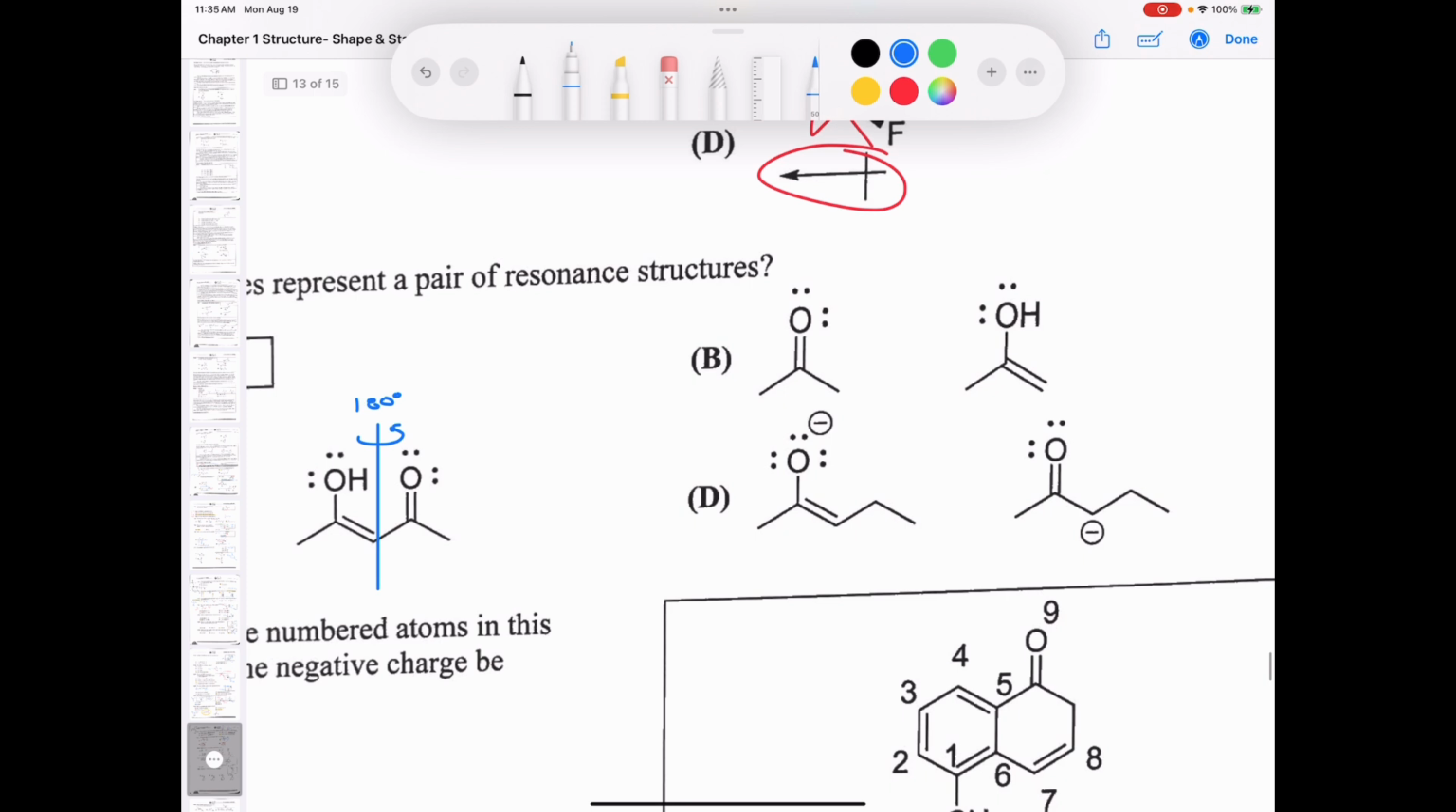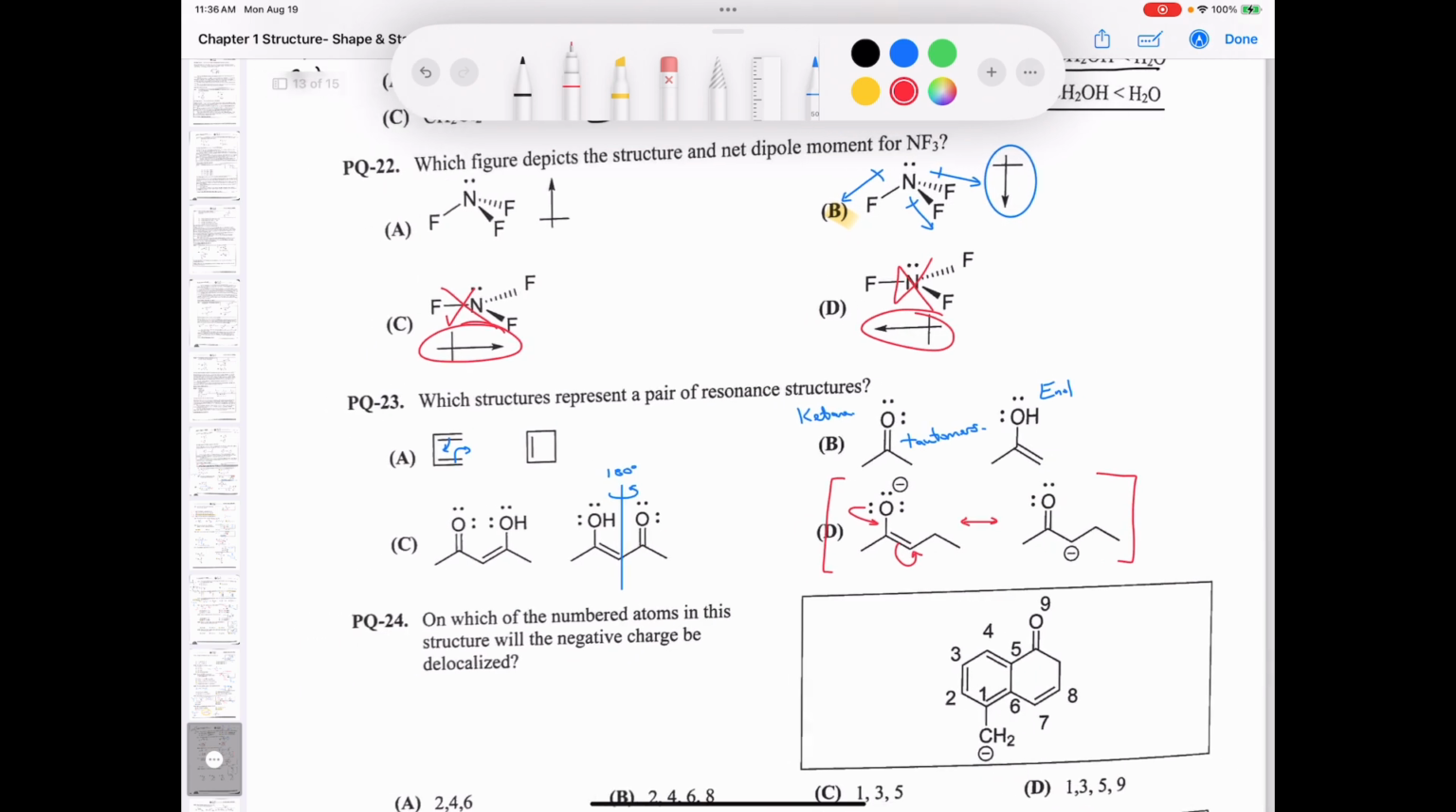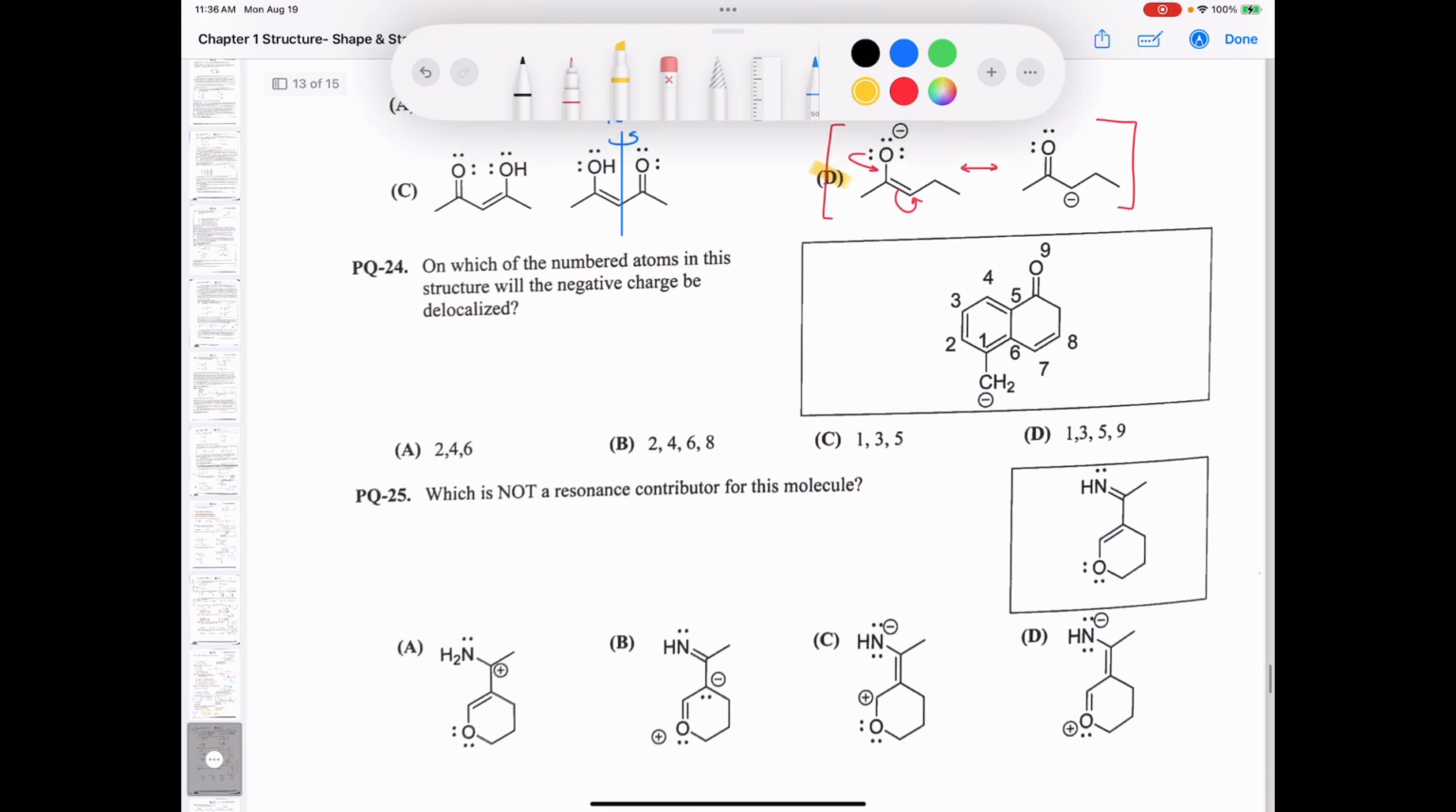Then in B, this is a ketone, and this is the corresponding enol, and those are not resonance forms. These are tautomers of each other, and so they're not resonance structures. But with this one here, you can clearly see in D that you could draw a resonance form like this. So you can see that these are, as a matter of fact, resonance structures like that. Anyhow, so you need to know your resonance structures for sure. And so D would be the answer to that one. Question 24 is another question you could spend a lot of time on.